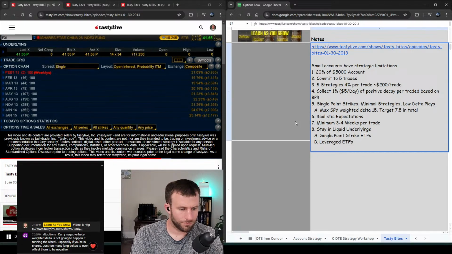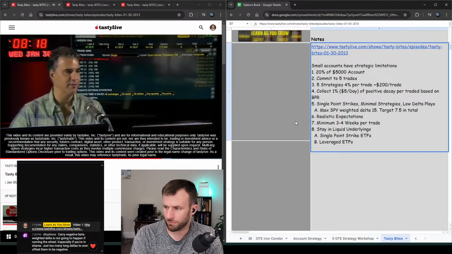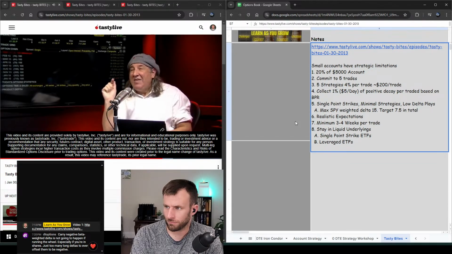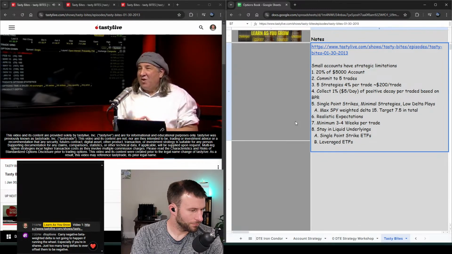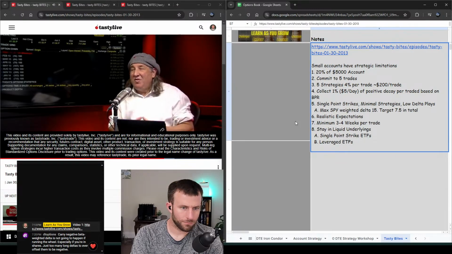So first, you're going to keep your SPY beta weighted delta to 75 or under for the whole account. For the whole account, I'm going to keep it on these 5 trades to 7.5 shares of SPY in the end. So what I'm going to do is start to focus right out of the chute on putting some positions on, and I'm going to do this fairly quickly.